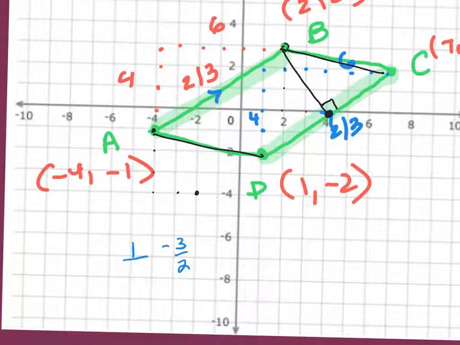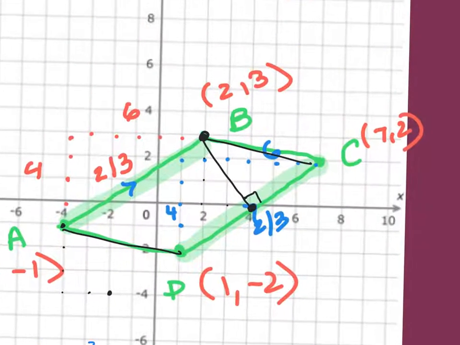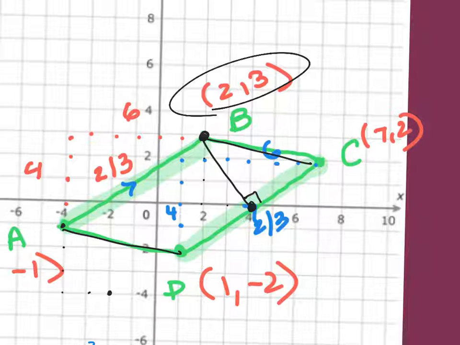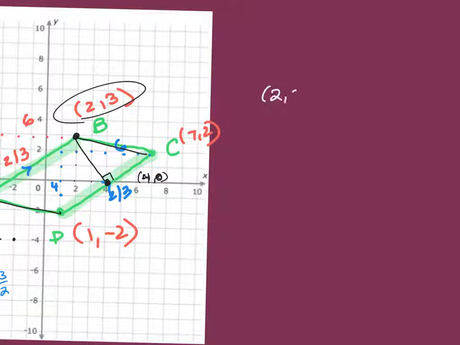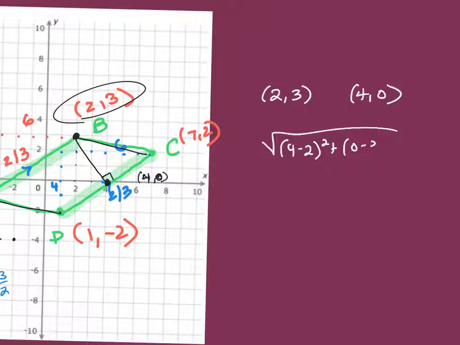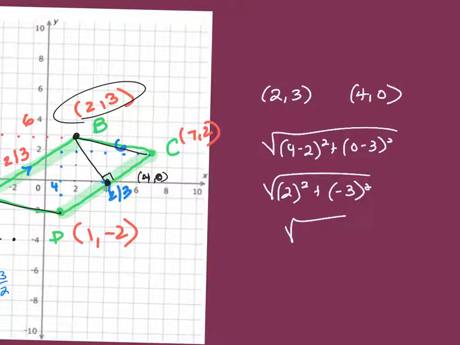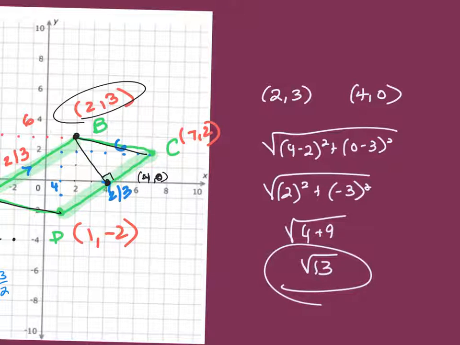So this now tells me I have this point, which was my (2, 3), and this point, which clearly passes through, is (4, 0). So it was not one of the ones that was originally given to me, but I found it by the perpendicular slope. So now I want to find the distance between those 2 points. I'm going to use (2, 3) and (4, 0), and I get the square root of (4 minus 2) squared plus (0 minus 3) squared, 2 squared plus negative 3 squared, 4 plus 9, which is the square root of 13. And you're going to leave it like that. You're not going to estimate it.